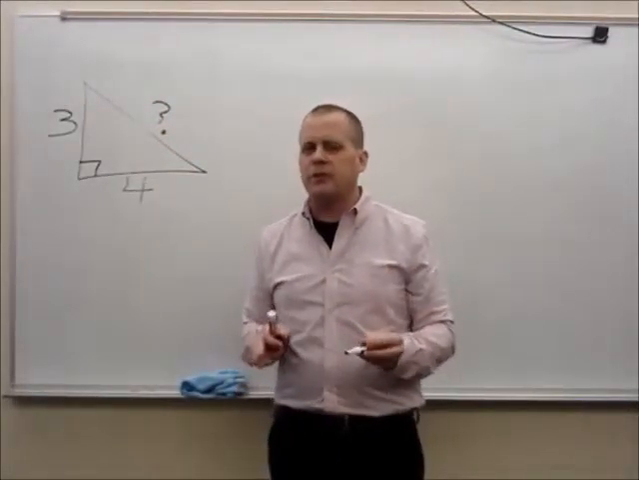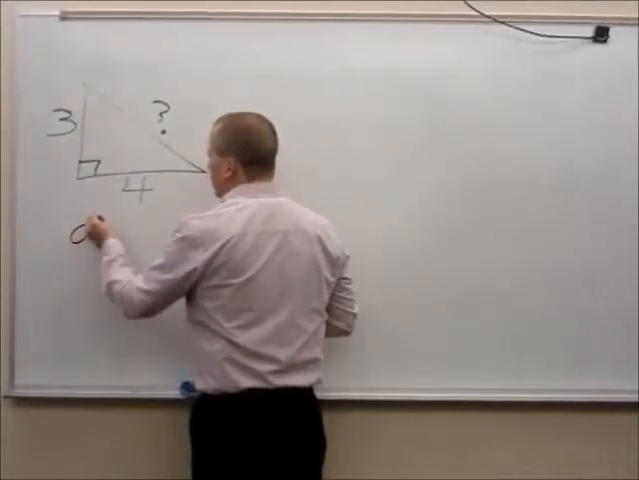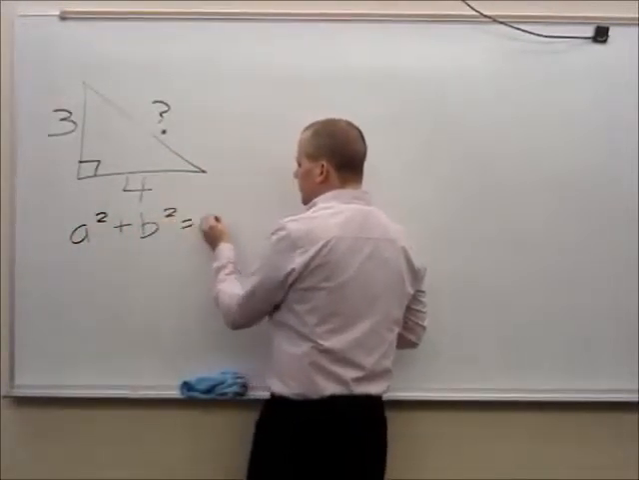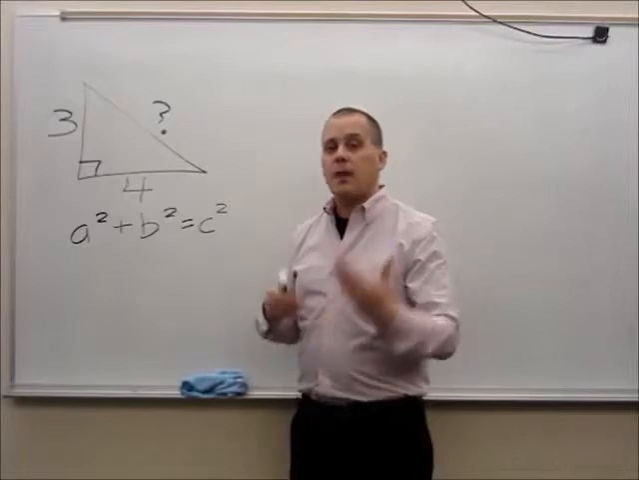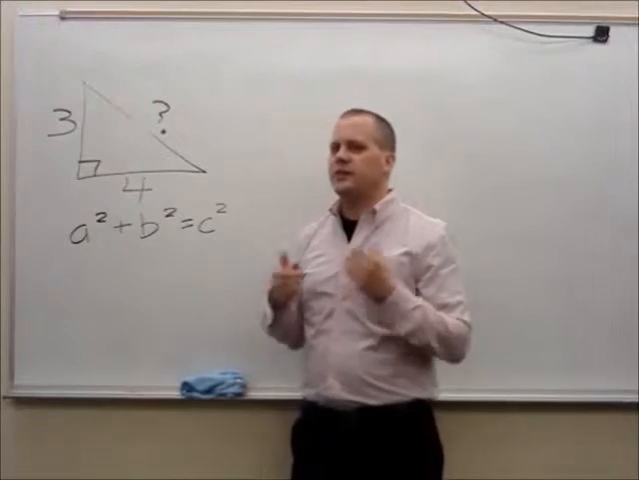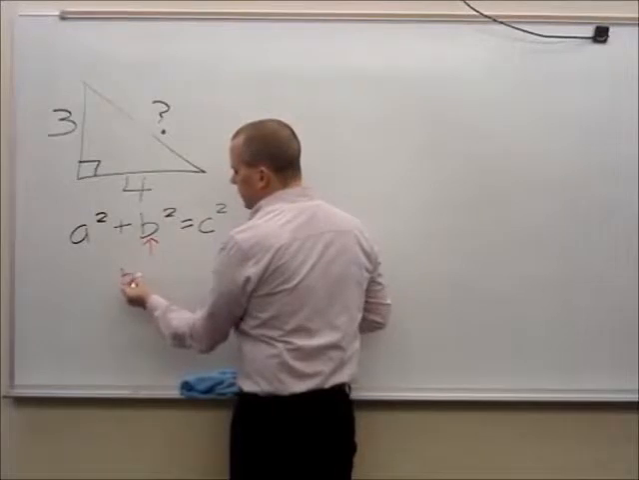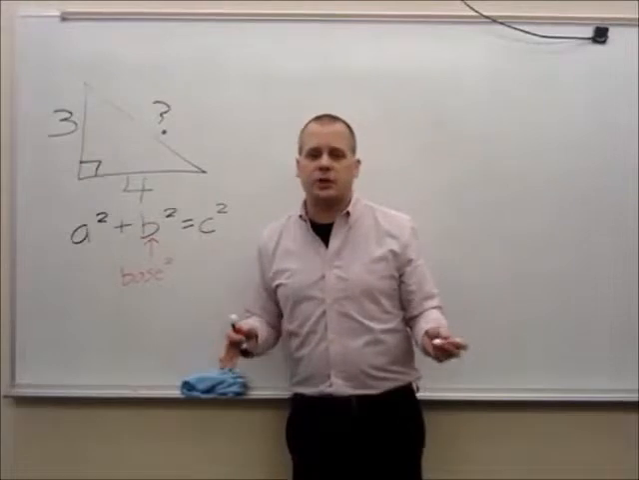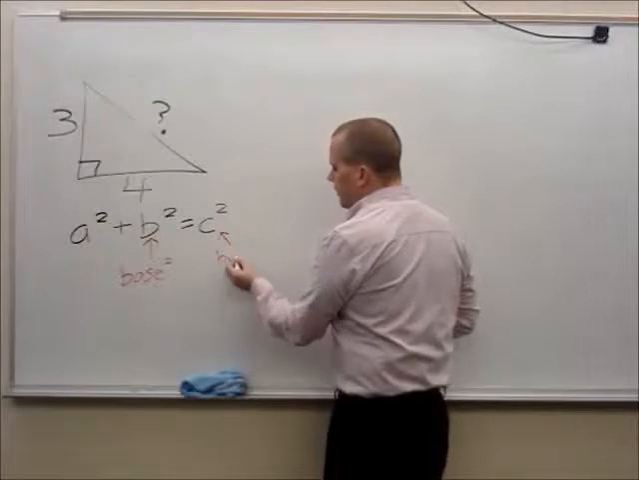So here's what I'm going to do. I'm going to use the Pythagorean theory. And the Pythagorean theory basically states a squared plus b squared equals c squared. And if you go back to the last video, right before this one, I kind of labeled the triangle A, B, and C. Now, here's the easiest way that I remember it. I always call B my base length. Why? Because base starts with B. My C length is going to be my hypotenuse.